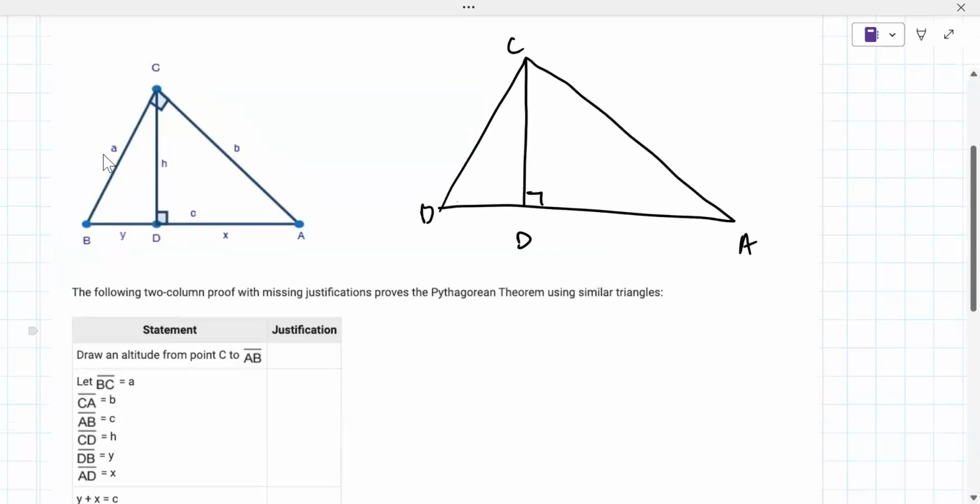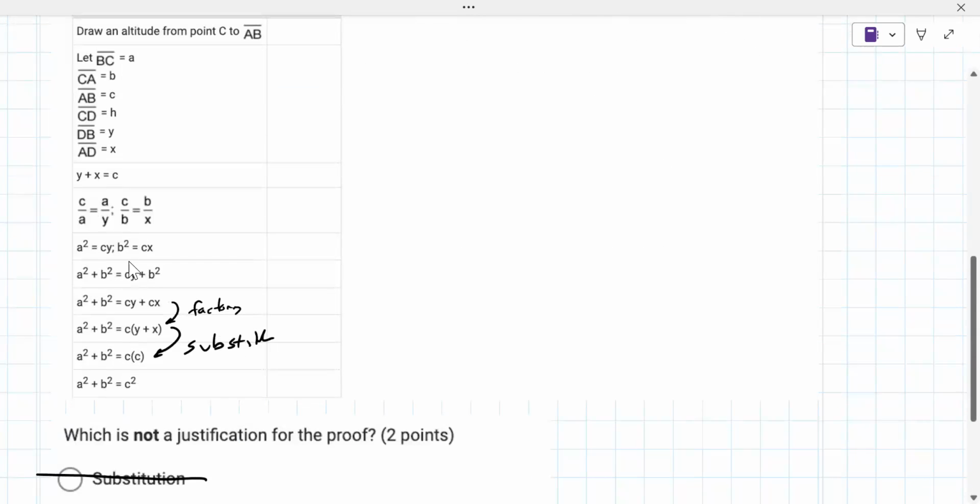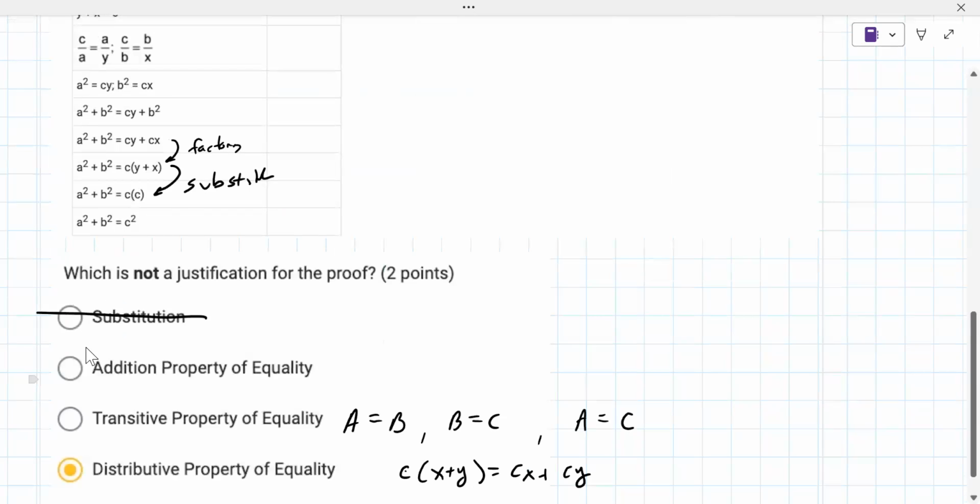where is A squared and B squared in this? A squared, okay. So what I'm missing here is, are they just setting A squared plus B squared equal to itself at some point? CY plus B squared. Hmm. Okay, I guess because you're continuously working on the right hand side, I just don't see addition property of equality. I'm sorry, I don't see transitive property.